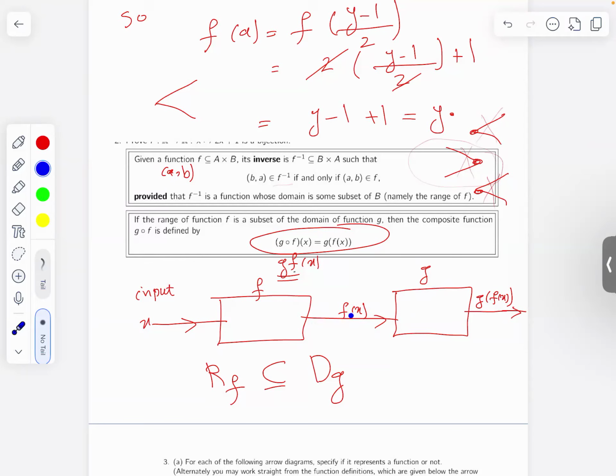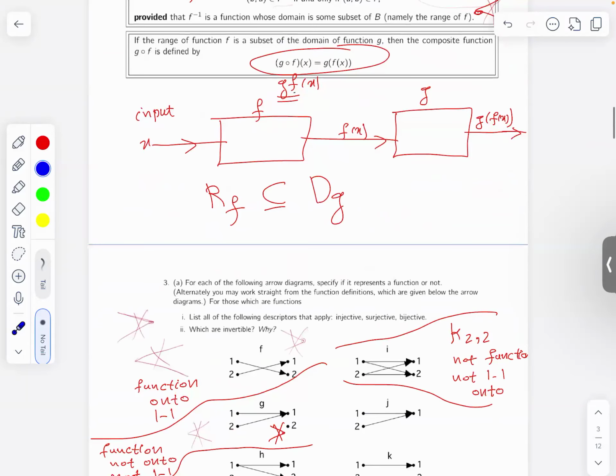If the range of the function f contains something that is not in the domain of g, it cannot be an input of g, so it won't work. To be able to define this composite function, you should have this condition. All right, so let's move on.